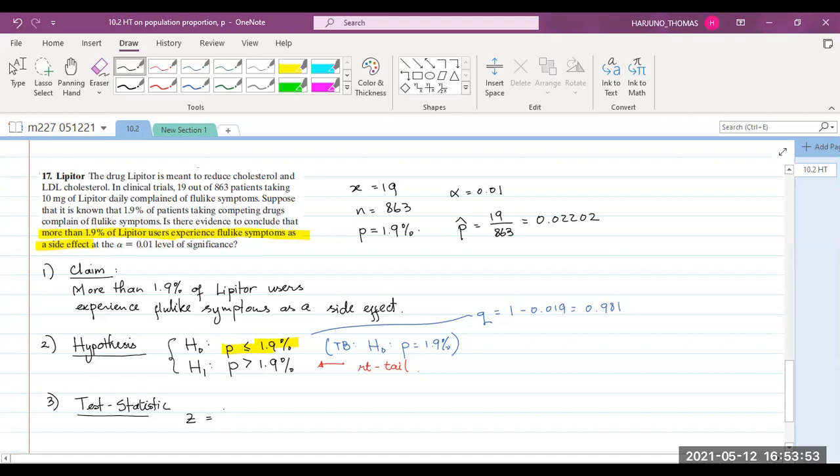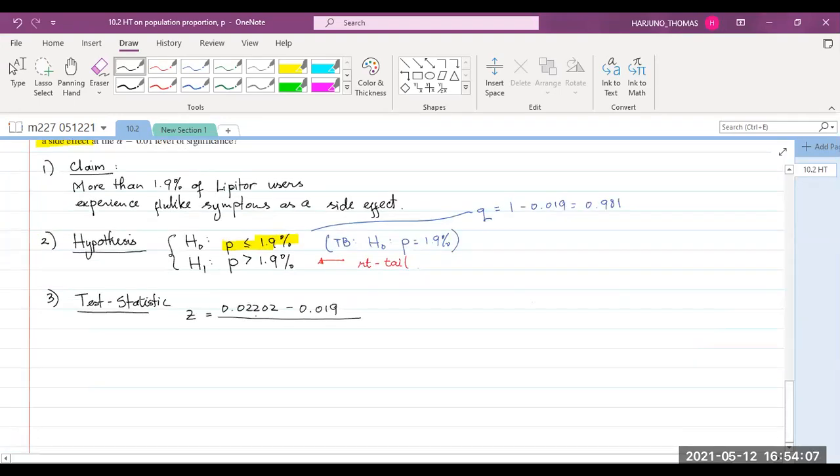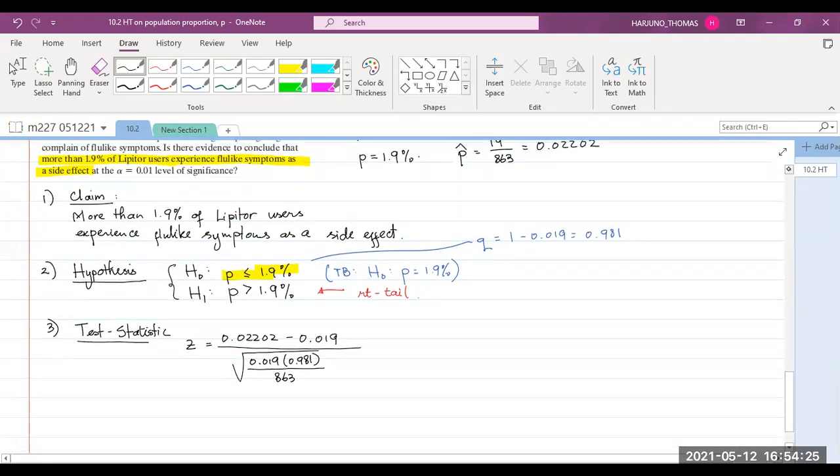Now then, the Z score will be 0.02202 minus 0.019, big over the square root of 0.019 times 0.981, P times Q, over sample size 863. Then we will use our calculator to compute this: 0.02202 minus 0.019, divided by the square root of 0.019 times 0.981 divided by 863. I get positive 0.64983. That's my test statistic.